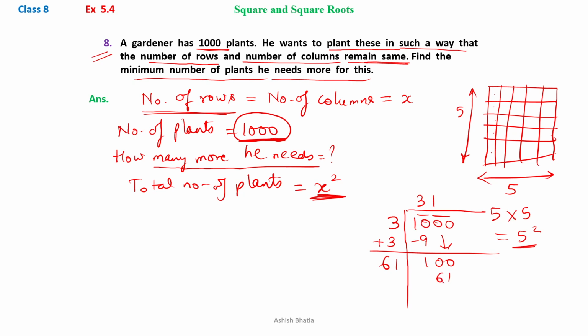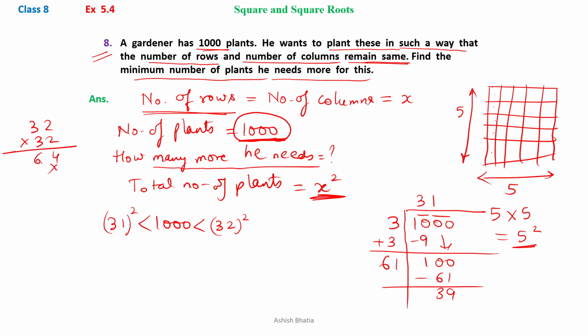So what do we have? 61. After subtraction we get 39. So we can see that this 1,000 is greater than 31's square, but it's less than 32's square. So for that, we need to find the square of 32. 2 2s are 4, 2 3s are 6, 2 3s are 6, 3 3s are 9. So the square of 32 we get is 1024. So here we can see that 1,000 is less than 1024.